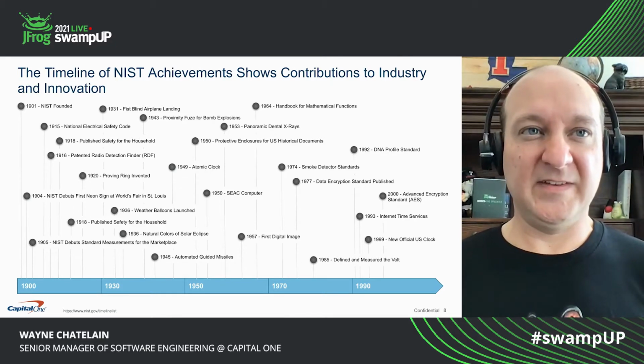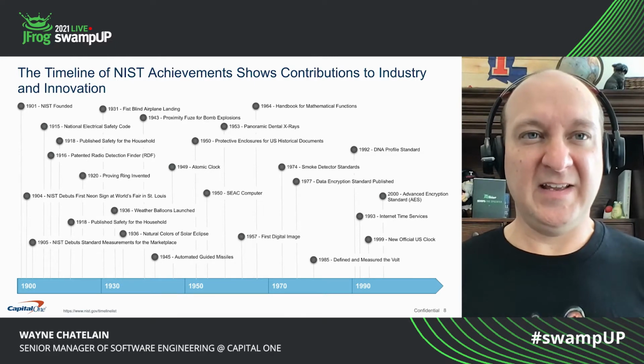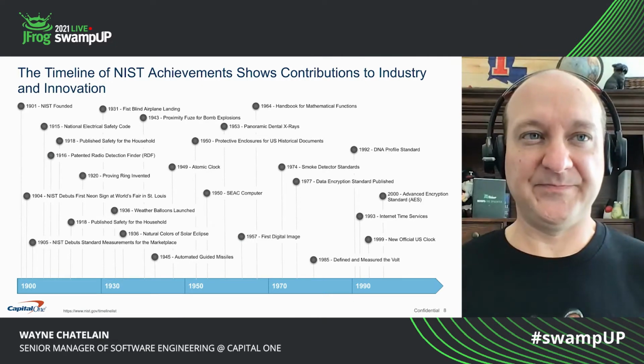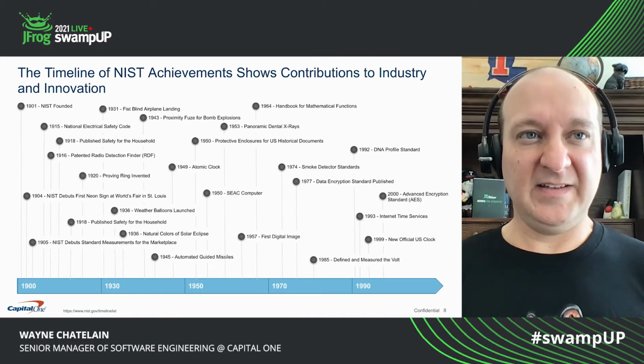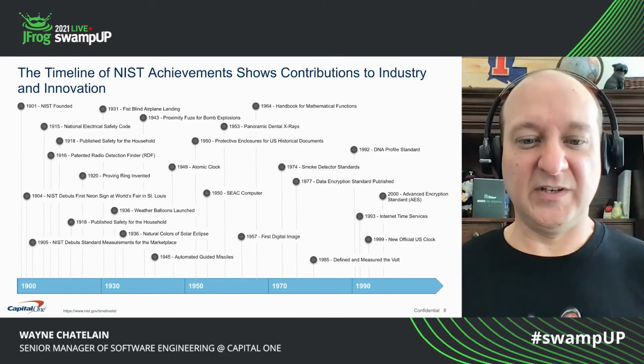In 1957, the first digital images were taken with the help of NIST. Some of the first data encryption standards were introduced in the US with the help and influence of NIST in 1977. In 1993, Internet Time Services were launched with the influence of NIST. And in 2000, Advanced Encryption Standards, or AES, was introduced.